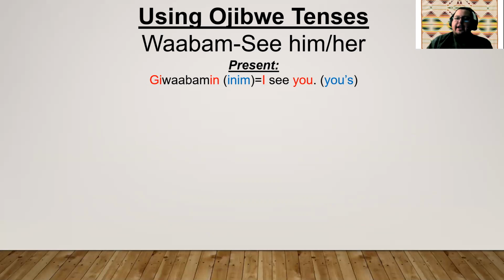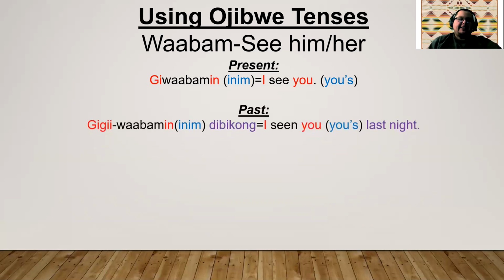And that's present tense right now. I see you. Or I see you guys. I see you all. Okay. Past tense, putting this into past tense, we have Gigiwabamin dibikung. I seen you last night. Me to you, first person singular to you, second person singular. Gigiwabaminim dibikung. I seen yous last night. First person singular to second person plural.